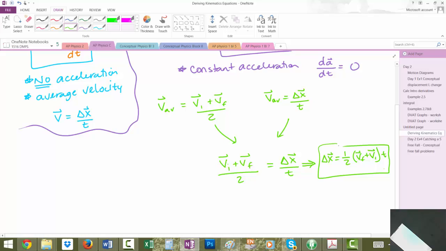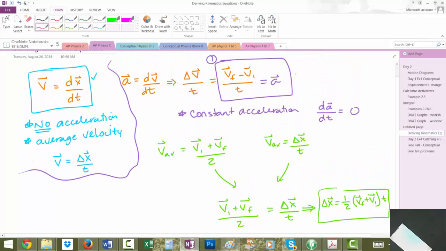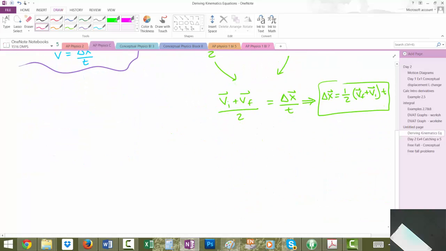For another one, I want to establish an equation without VF. So I'm going to take that equation that I labeled number 1, this one up here. I'm going to solve it for VF. So VF is equal to VI plus AT. Is that okay? I'm not trying to go through this super fast, but I also don't want to waste a lot of time.